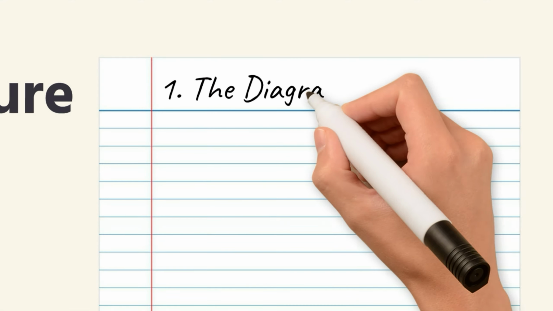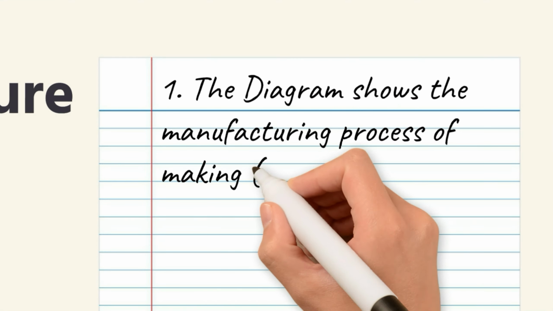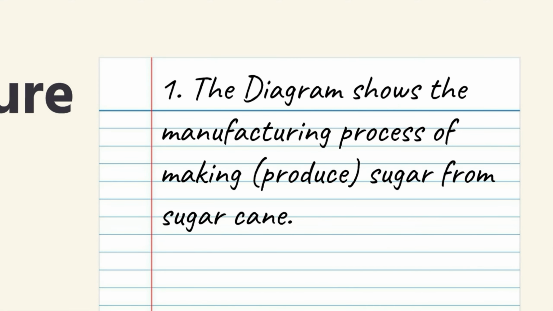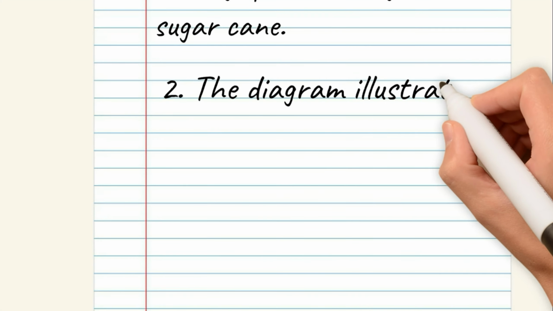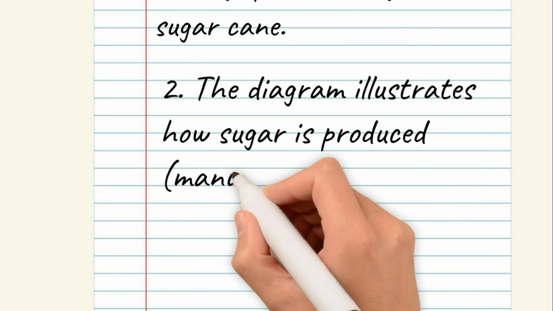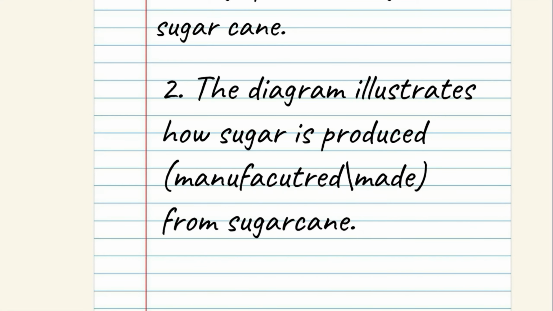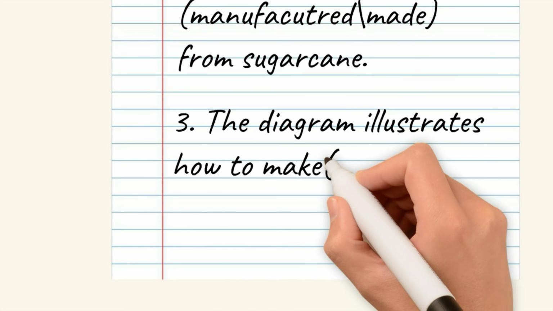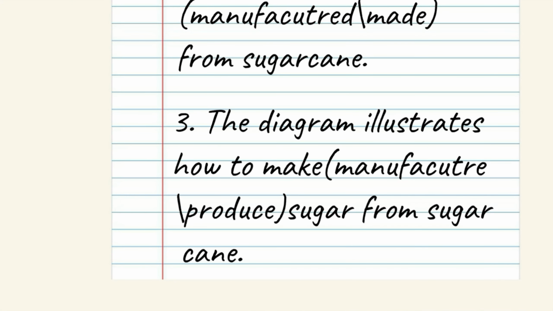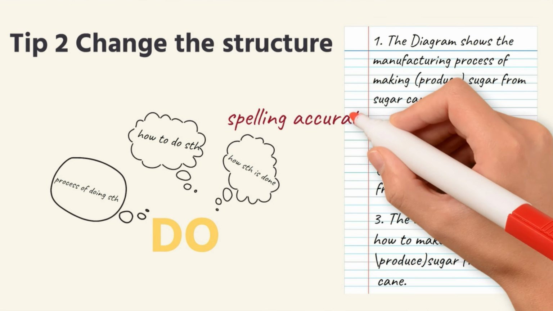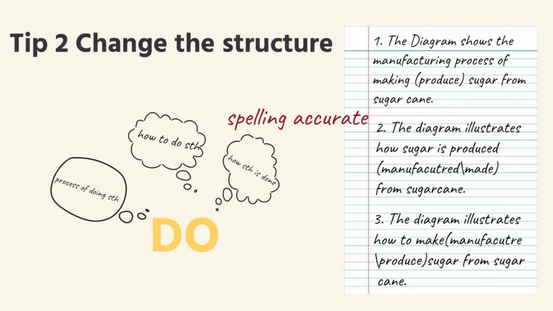First, the diagram shows the manufacturing process of making sugar from sugarcane. Second, the diagram illustrates how sugar is produced, manufactured, made from sugarcane. Third, the diagram illustrates how to make, manufacture, produce sugar from sugarcane. All of these rewrites are accurate as long as spellings are accurate.